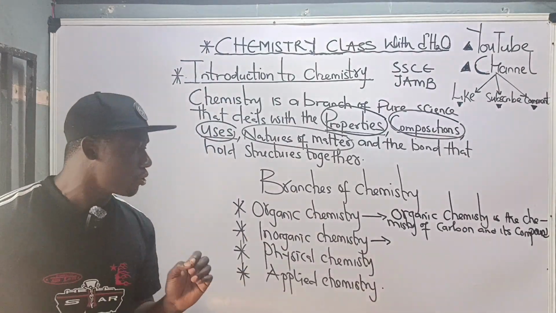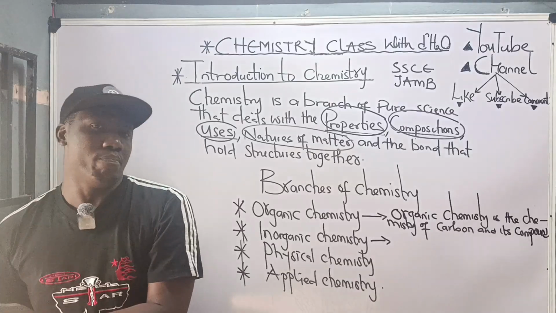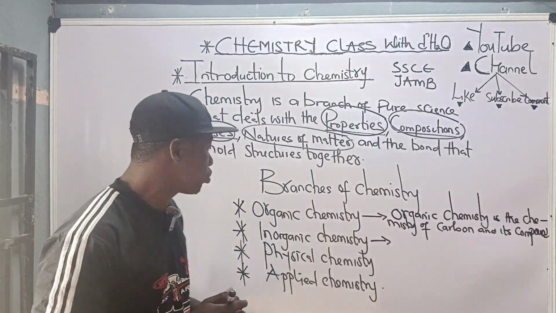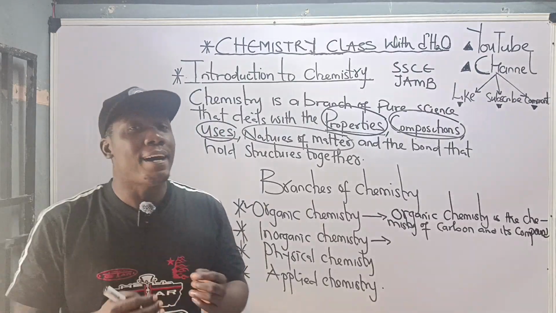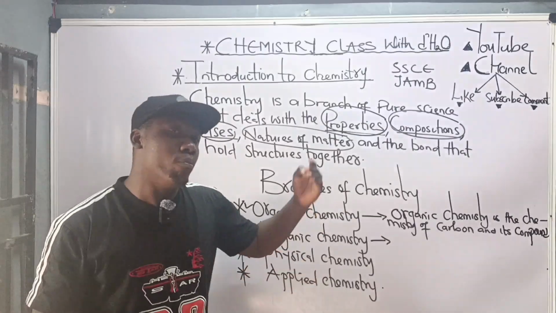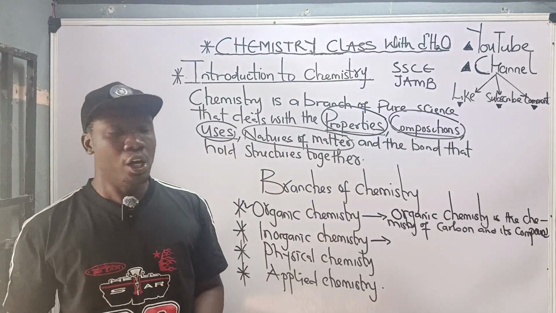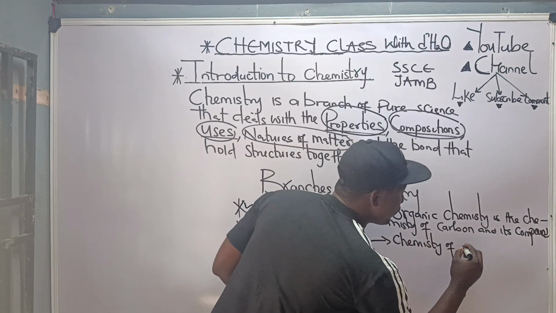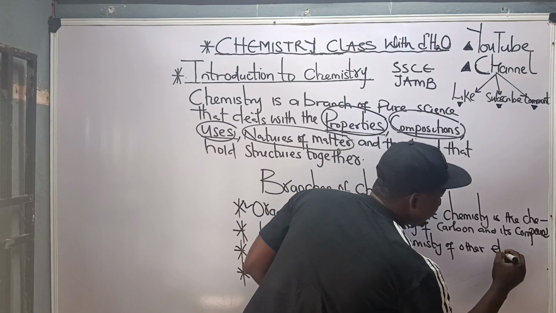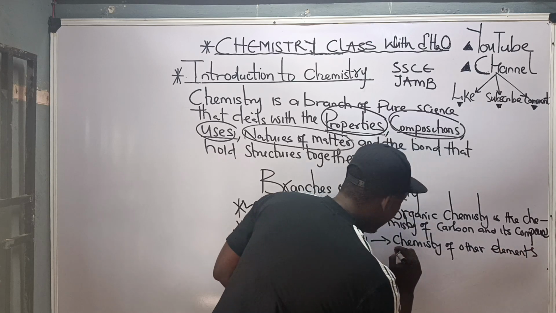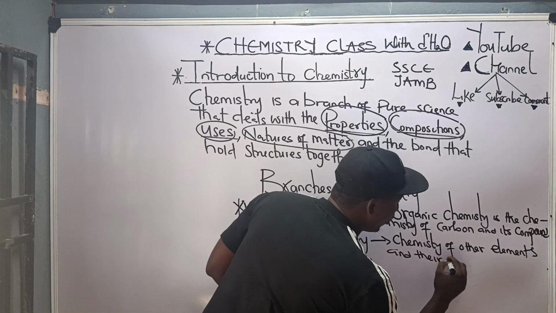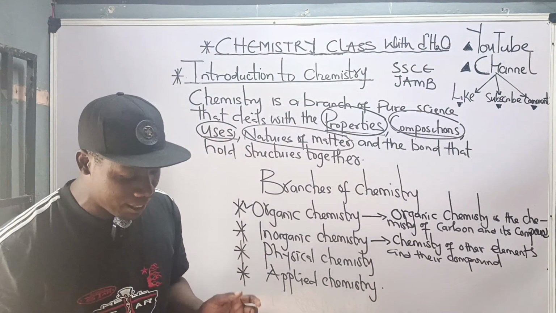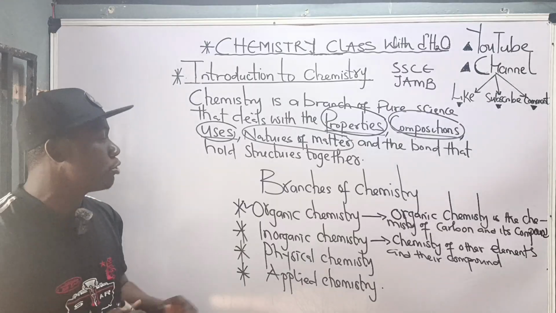Inorganic chemistry is the chemistry of other elements and their compounds other than carbon. So if I'm talking about carbon and its compounds only, it is referred to as organic chemistry. But if I'm talking about other elements and their compounds, it is referred to as inorganic chemistry. Inorganic chemistry is the chemistry of other elements and their compounds.